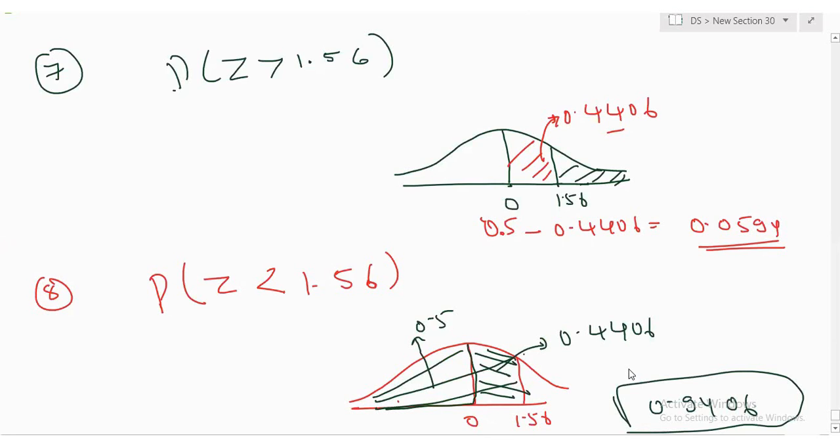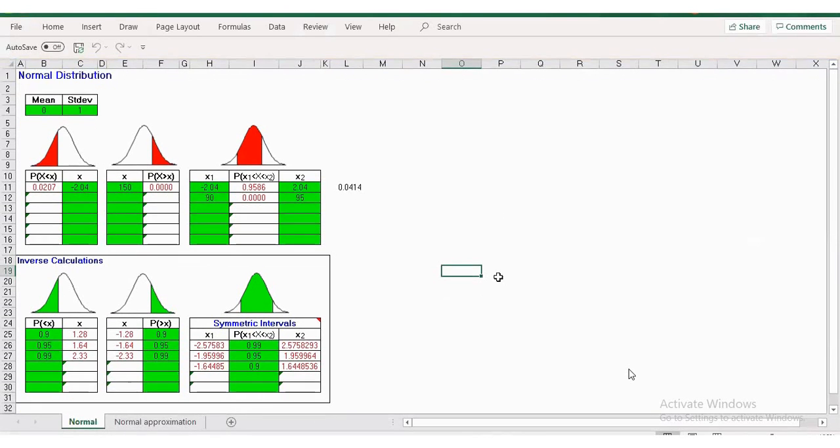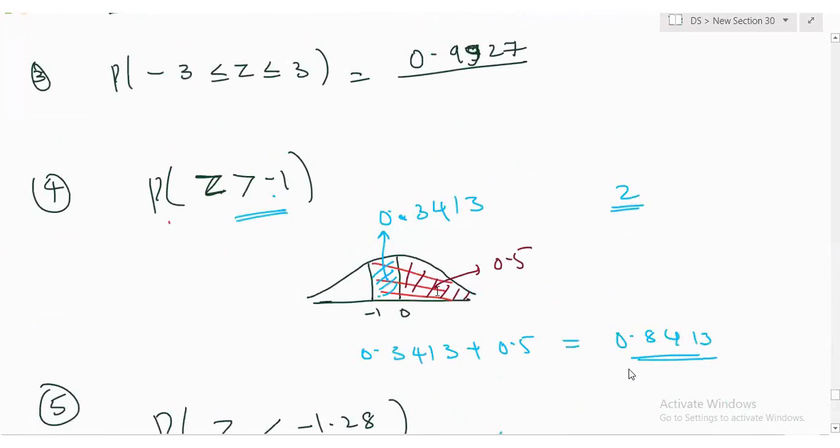How to calculate the values? Okay. Look here, what is the mean of Z? 0, and standard deviation is 1. Clear? Now, let us solve all the problems again using this template.